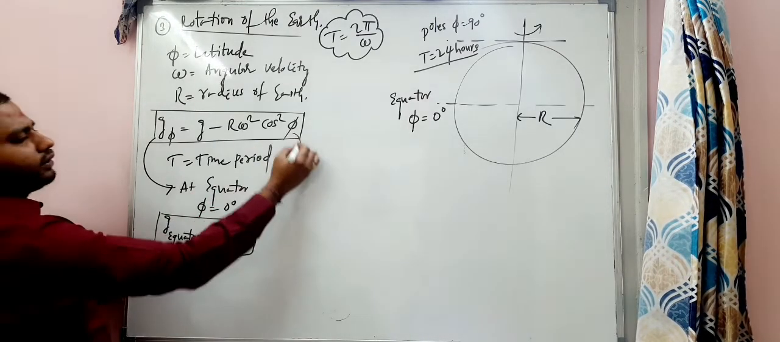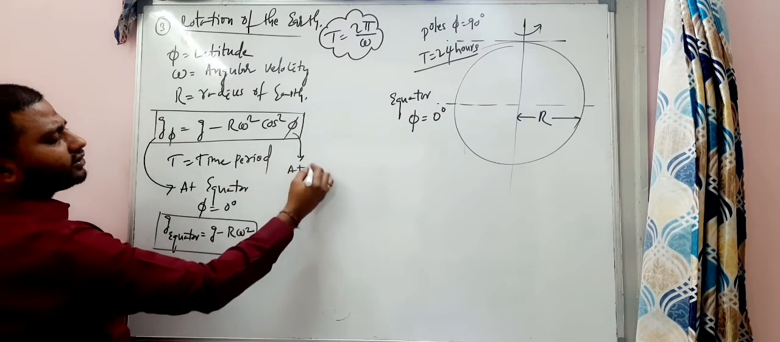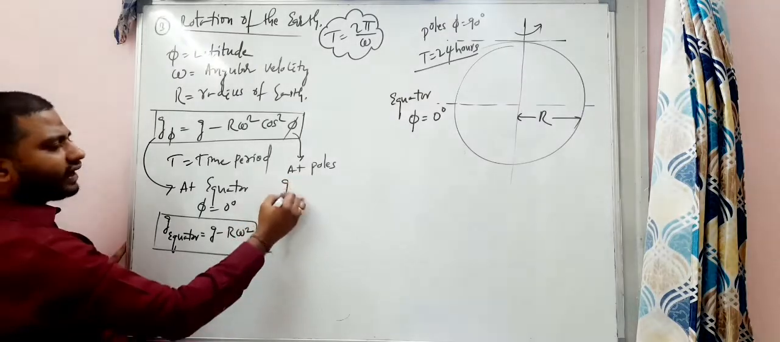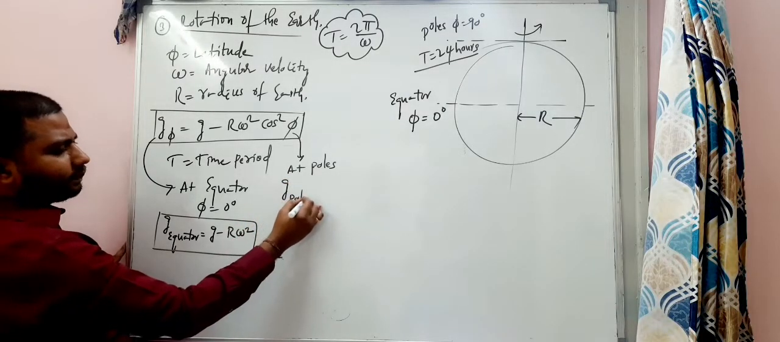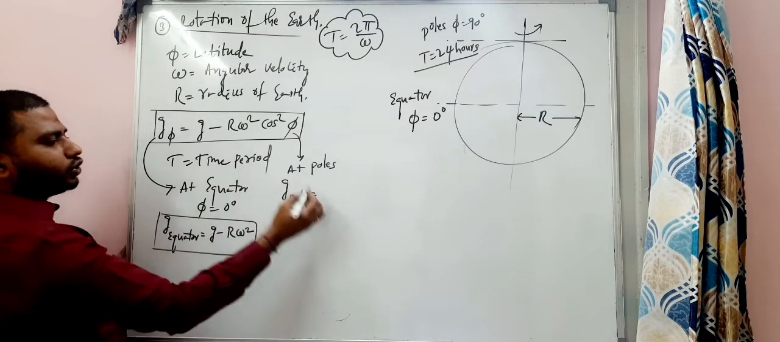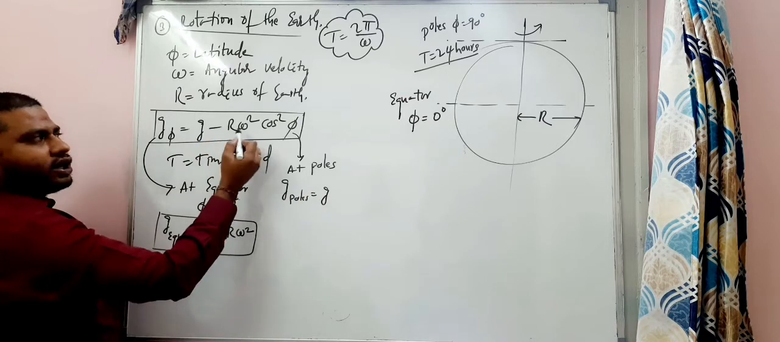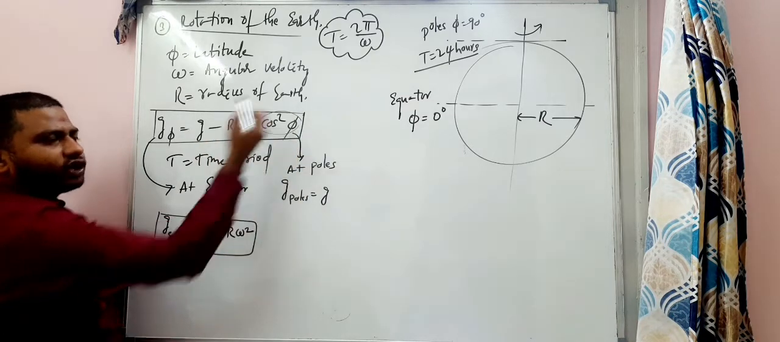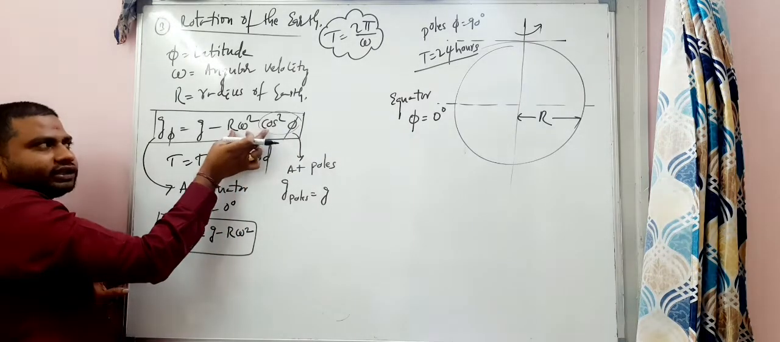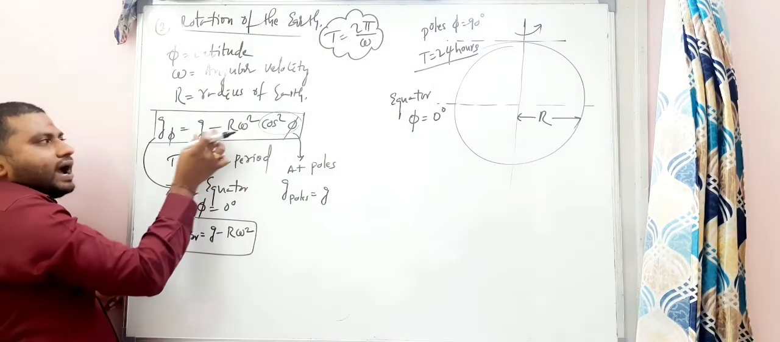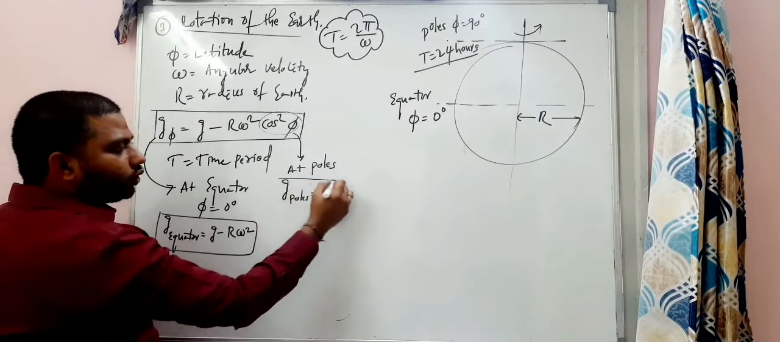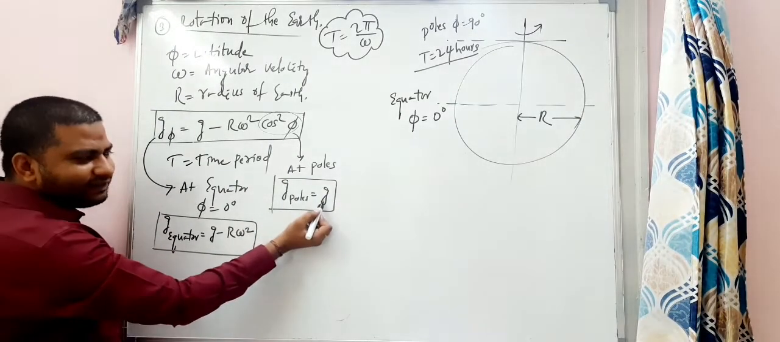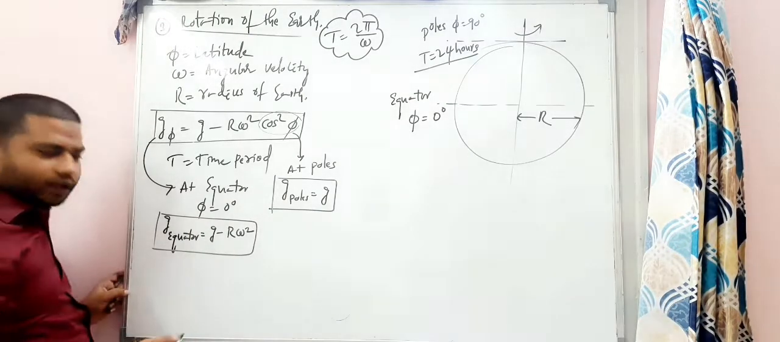And here at the poles also, let us see, my dear students, what happens. Acceleration due to gravity at the poles is equal to g minus R omega square cos square 90. Cos 90 is 0, so the complete term will become 0, and this is just g. So acceleration due to gravity at the poles is 9.8 meter per second square.